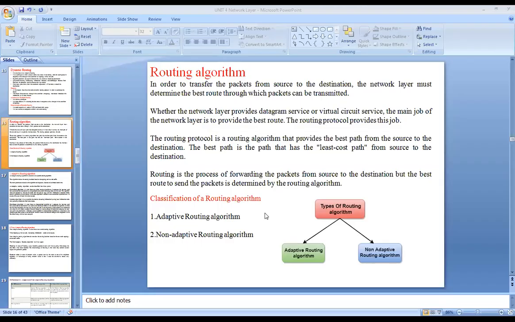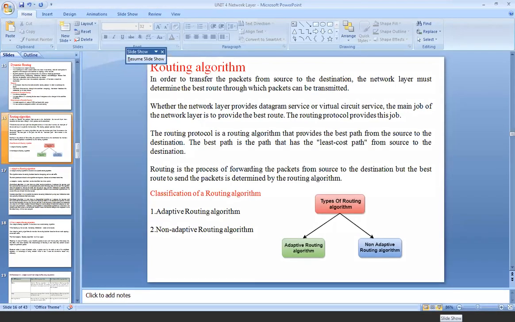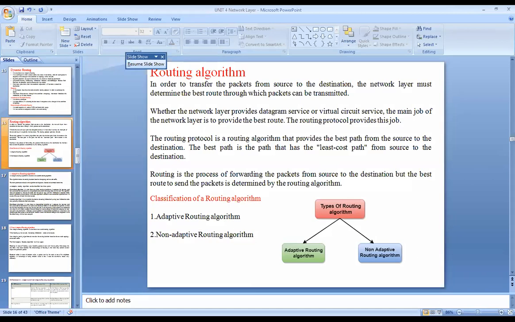Is the screen visible? No, sir. Just a minute. Now, is it visible? Yes, sir. Is it visible now? Yes, sir.